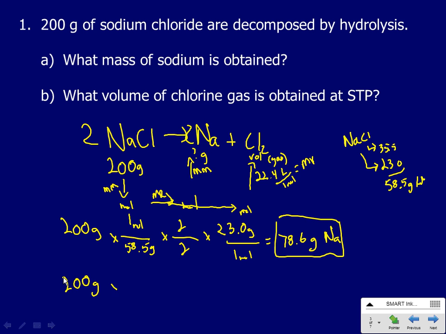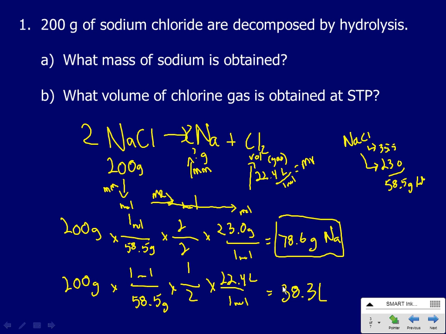Still starting with our 200 grams of sodium chloride, which means the first part looks exactly the same. What we have on the bottom, coefficient of what we want on the top. Now, I need to get rid of these moles. I need mole on the bottom, and I want an answer that is volume. So I need the volume on the top, 22.4 liters per 1 mole. That cancels everything away. Volume to 3 significant digits. Jenna, what do you got? 38.3 liters of Cl2 gas would be collected.